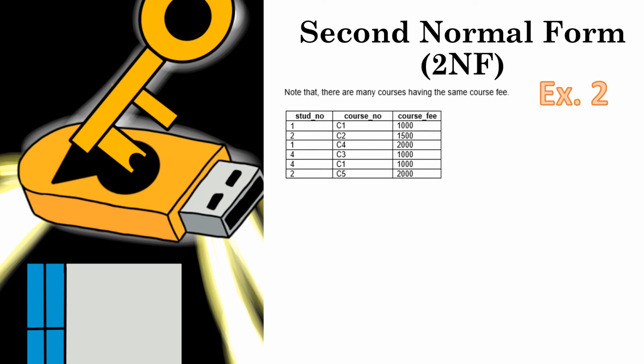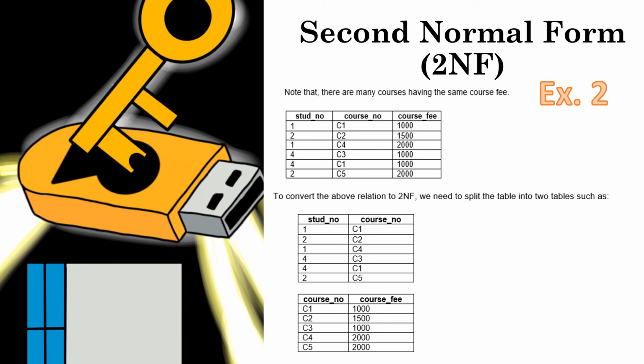But of course, the course fee is dependent on the course no, which is a proper subset of the candidate key, and that non-prime attribute, the course fee, is dependent on the proper subset of the candidate key. So, which is also a partial dependency. So, this relation is not in the second normal form.